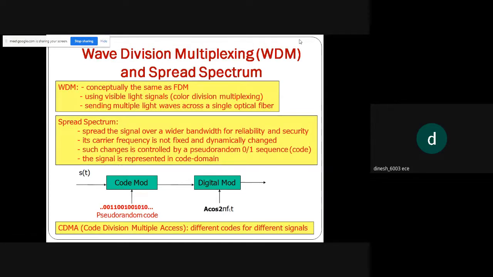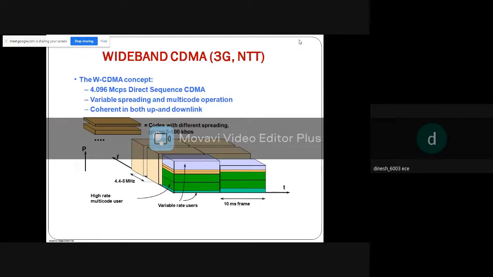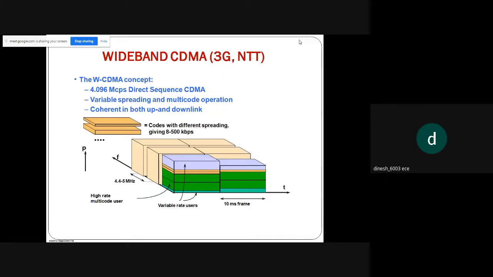Pseudo-random codes or sequences. So in code division multiple access, different codes are assigned for different signals. This is an example of wideband CDMA, which was implemented by the 3GPP, the Third Generation Partnership Project.